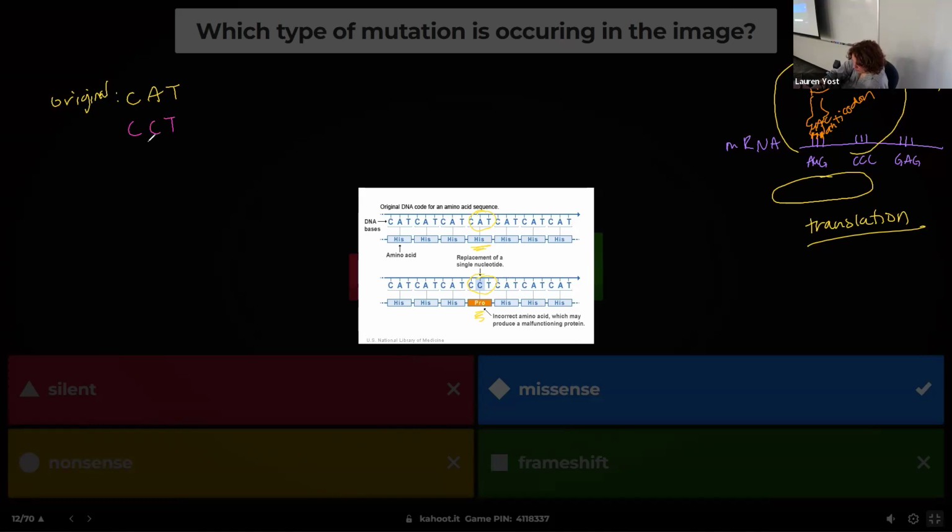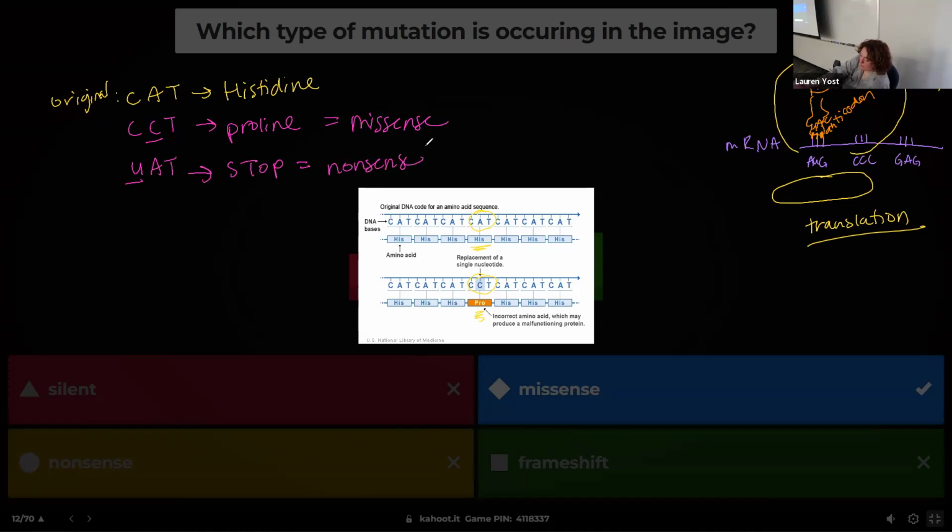If CCT, and the C is our change, leads to proline, the original was supposed to be histidine, then this is what we call a missense mutation. If this had changed instead of CAT, let's imagine that instead it was UAT, I don't know what, but the one change, just one change still. And instead of coding for histidine, it's now a stop, then that would be a nonsense mutation.